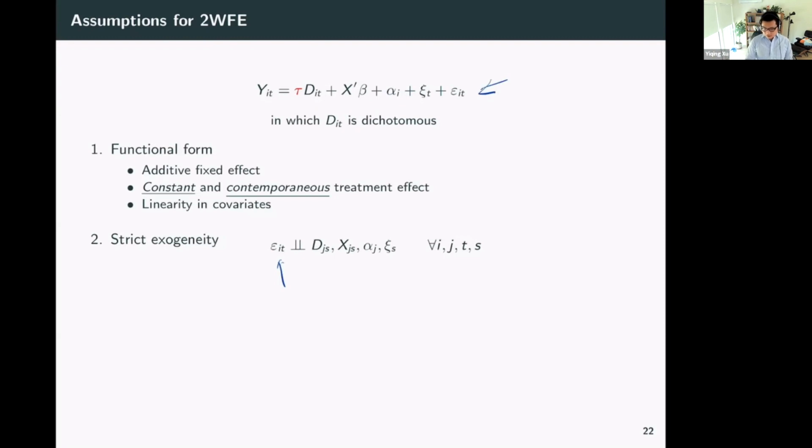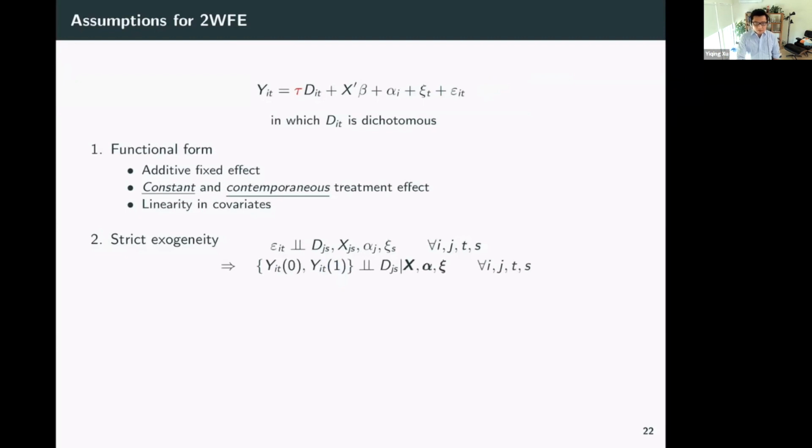Epsilon_{it} is orthogonal, or statistically independent, of treatment assignment and covariates of all times and all units. So all units, right? Here, this is j and s. It's different from i and t. So this basically says the treatment is assigned in one shot. Well, slightly more than that, but I'll explain the details. But mostly you can understand it as the entire vector of treatment being assigned in one shot. And then you have that assumption to be satisfied. This is very strong, stronger than we normally admit.